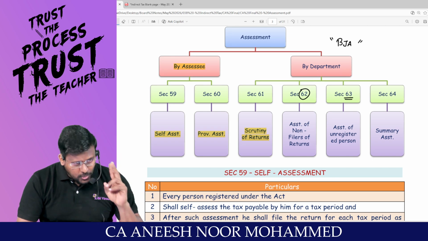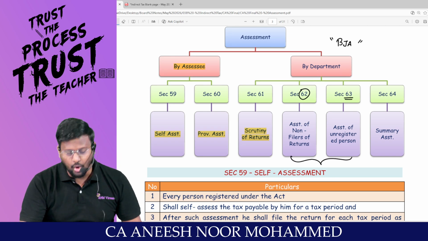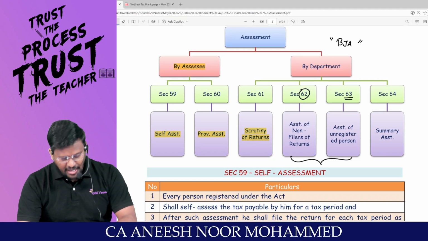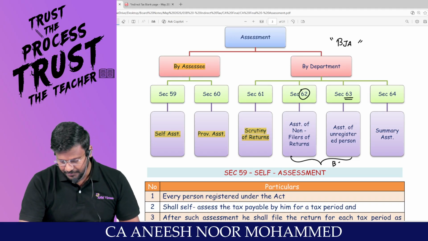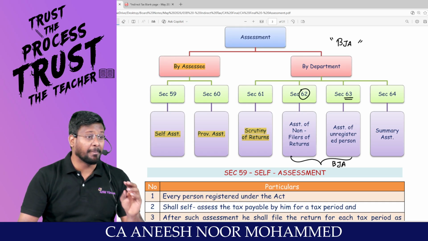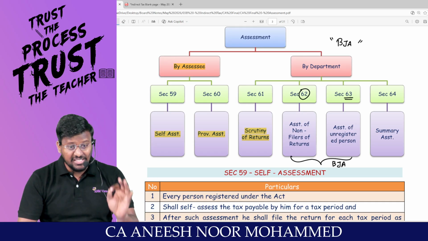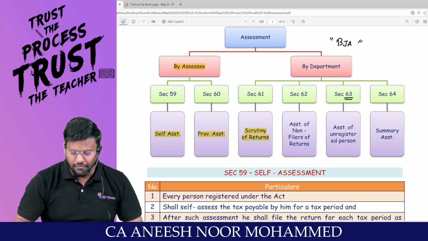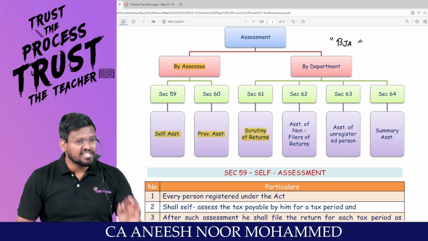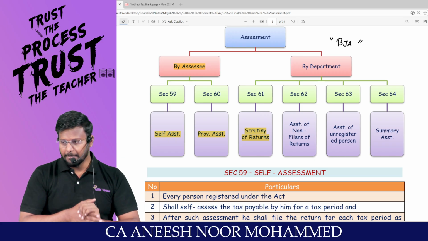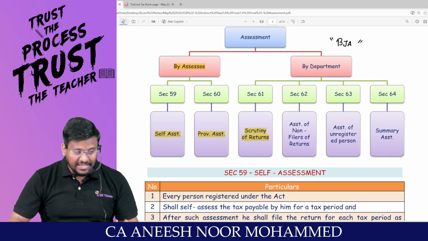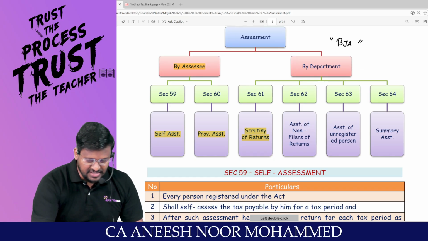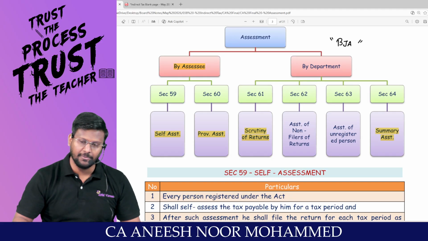So there are two sections, section 62 and 63. Both are BJA assessment, best judgment assessment. Section 62 is assessment of non-filers of return. Section 63 is assessment of unregistered person. My dear lovable students, sir, there is one more scheme called section 64, summary assessment.